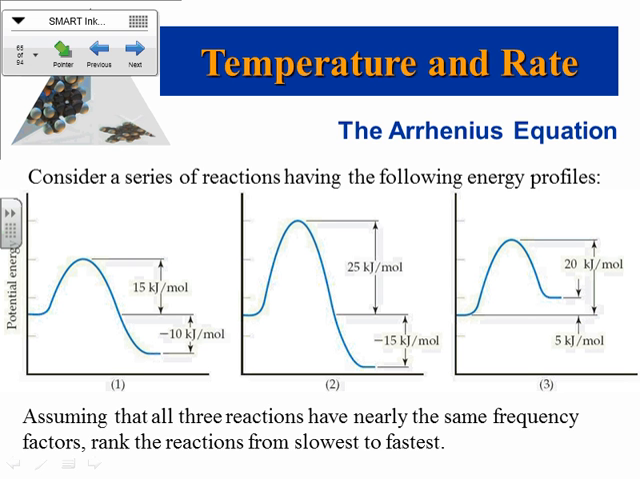Remember we said that the activation energy directly affects the rate. The more energy you have to overcome before the reaction can occur, the slower the reaction is. So we're going from slowest to fastest. This is number 1, because that has the highest activation energy. Now, I have to make these things confusing.